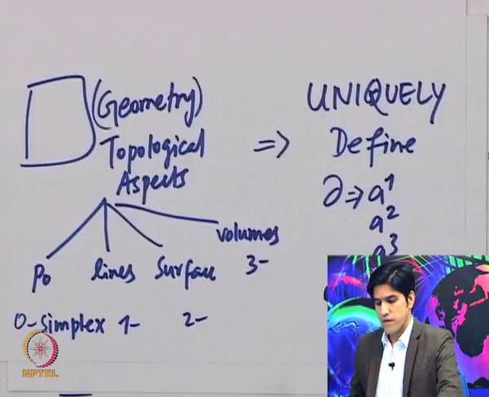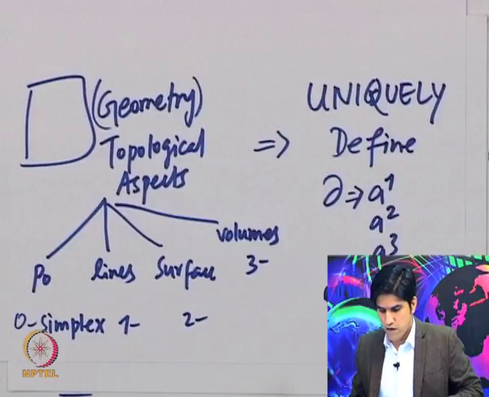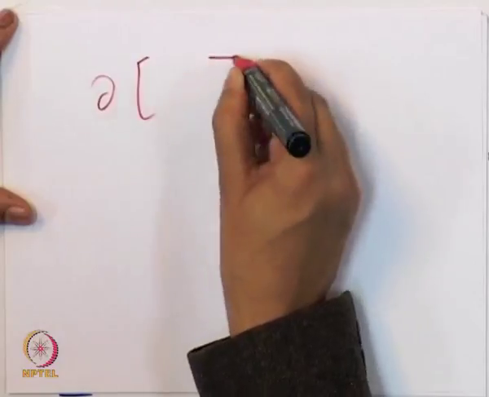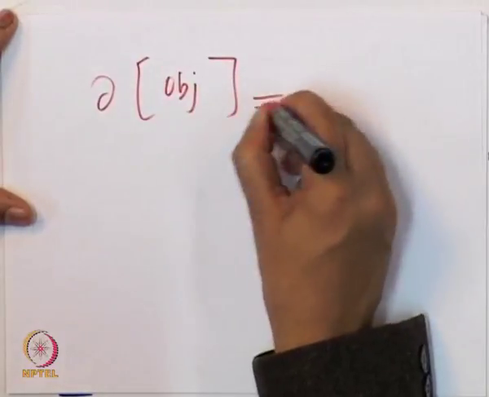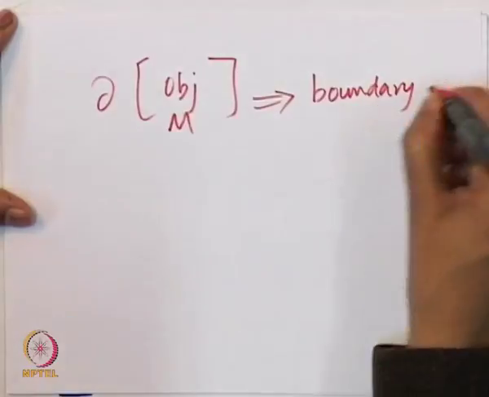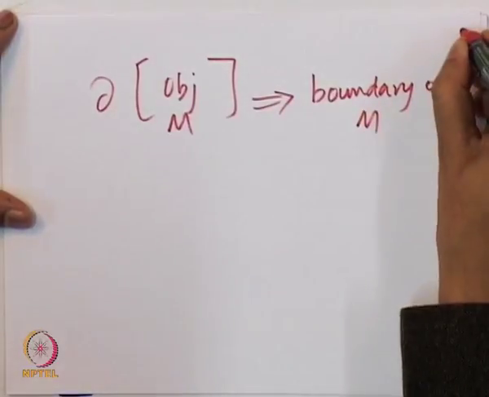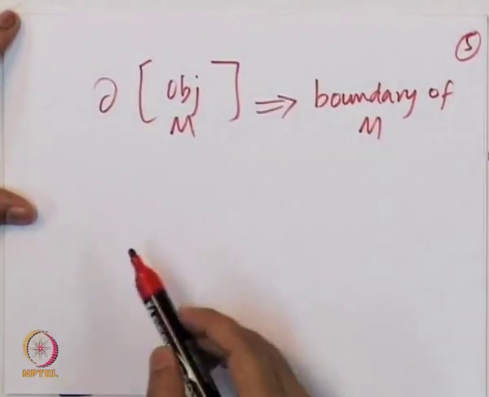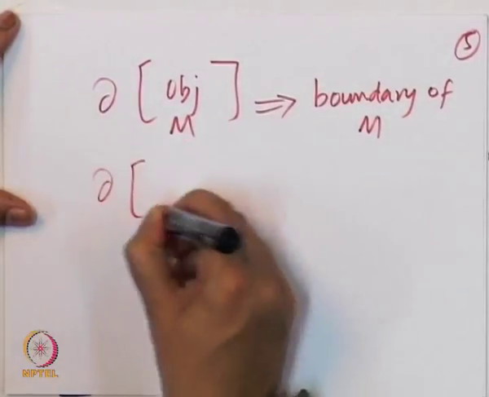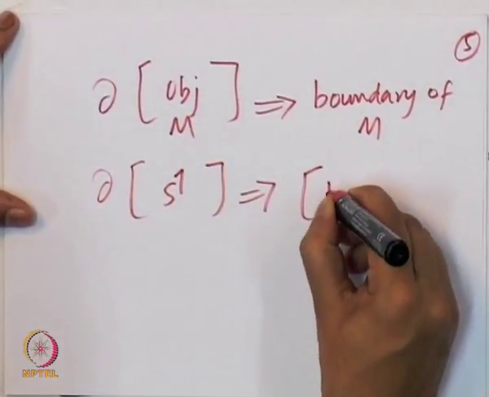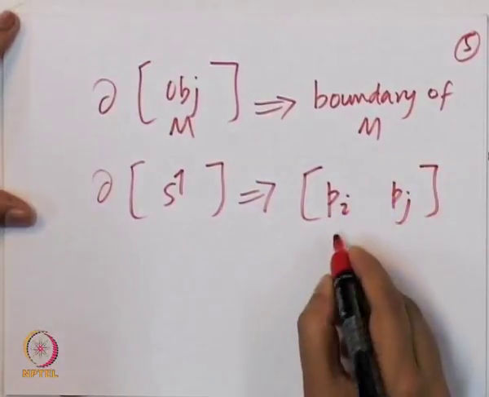So having discussed that, now we are going to look into some of the properties of this boundary operator more in detail. So I said the boundary operator is going to operate on an object and gives the boundary of that. So let us say M, boundary of M. So what we are seeing here is it takes an object M and gives the boundary of M. So if I put here S1, it is going to give me 2 points Pi and Pj, which are the boundaries of S1.